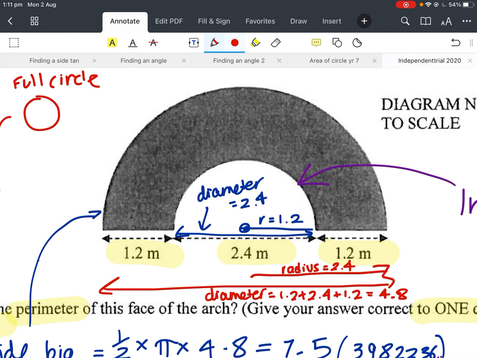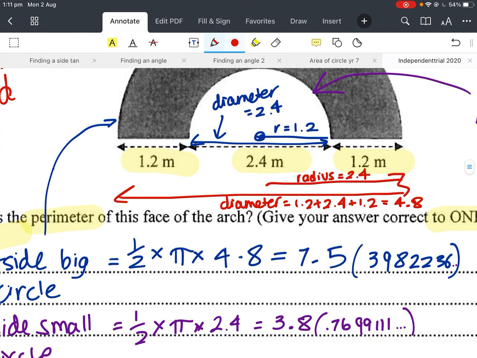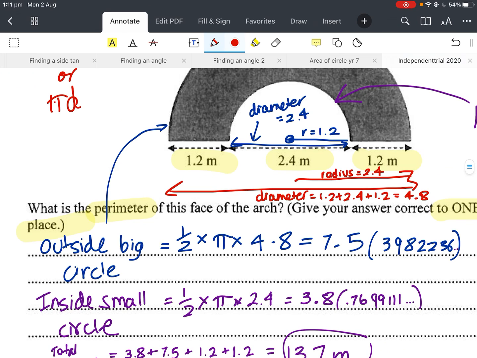And I worked out all my diameters and radiuses. So in red, I've got the diameter and the radius of the big circle. And in blue, I've got the diameter and the radius of the little circle. So then I know I won't make any mistakes there. So first of all, I did the outside of the big circle. So I used the pi d formula. I have half a circle, so I did a half times pi times the diameter.